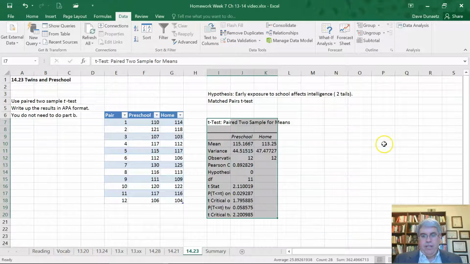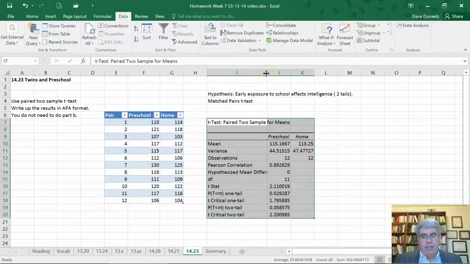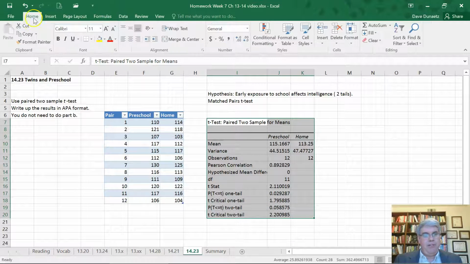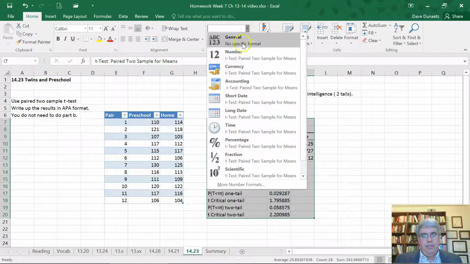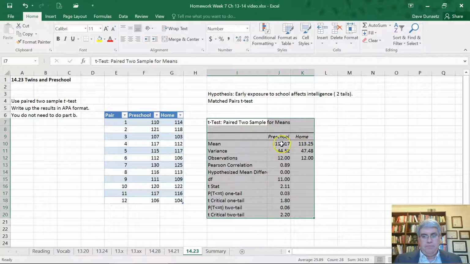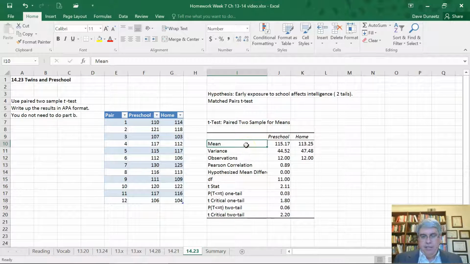And we press OK. Let's make this readable by widening the column. Let's get rid of all those extra decimal points by number. And so the average for preschool was 115 and the homeschool was 113. So that's pretty close, but the preschoolers came out higher. So the question is, is that significant? Can we conclude that that would be the case for all twins in such situations?